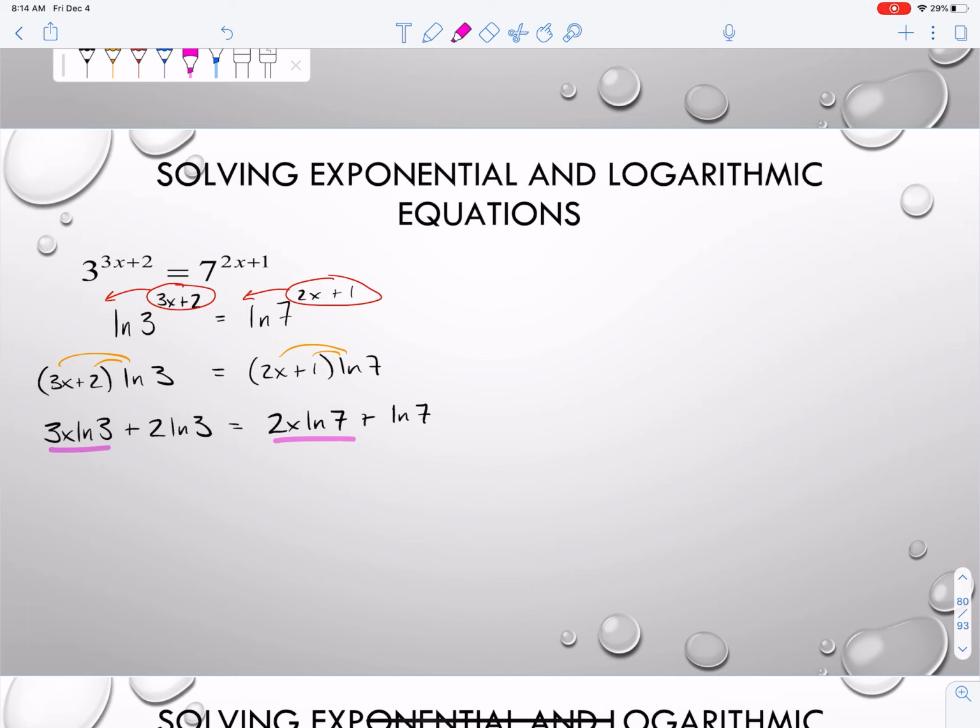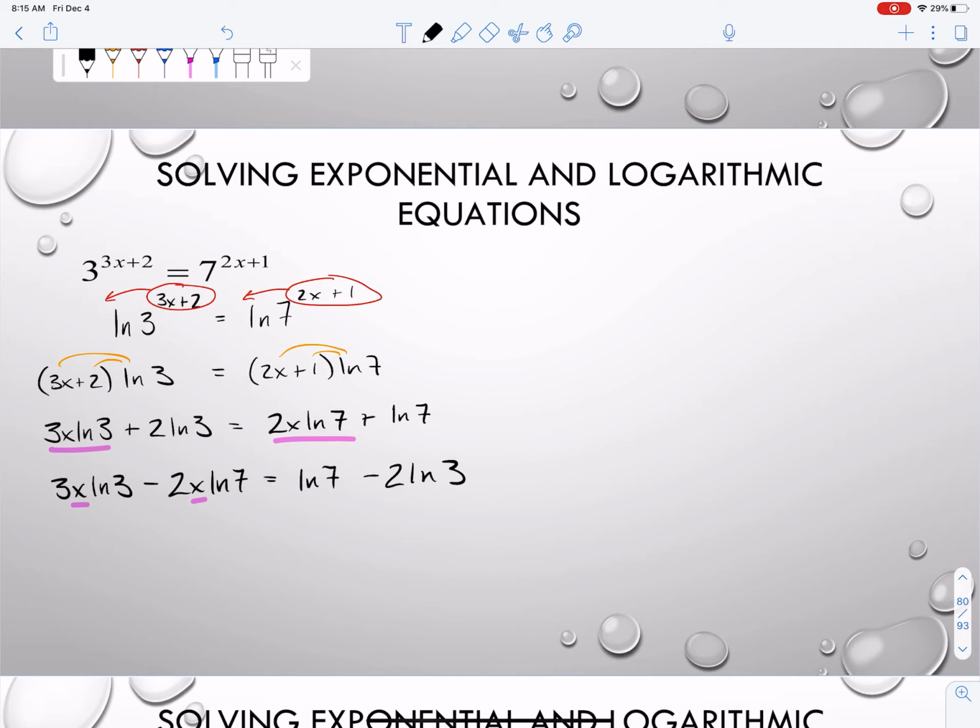Anything with an x in it, I need to get on one side of the equation. Everything else I want to put on the other side. All right, so I'm going to do a little rearranging here. I'm going to end up with a 3x natural log of 3 minus a 2x natural log of 7 equal to a natural log of 7 minus a 2 natural log of 3. Okay? So what I've done is everything with an x in it is now on this side of the equation. Everything that does not contain an x is on the right-hand side.